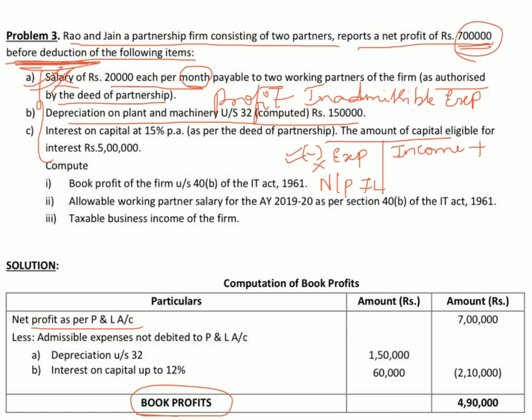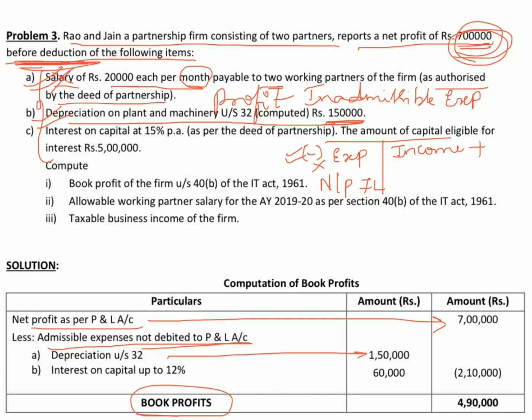So, net profit as per profit and loss account, we have rupees 7 lakh which is given in the problem, less admissible expenses not debited to the profit and loss account, that is depreciation. Depreciation on plant and machinery under section 32 is rupees 1,50,000. So, depreciation 1,50,000 we have considered here.